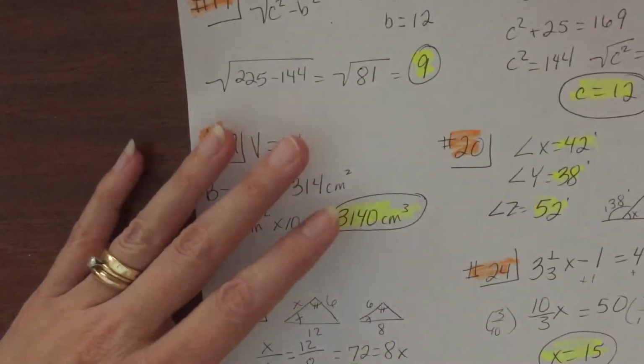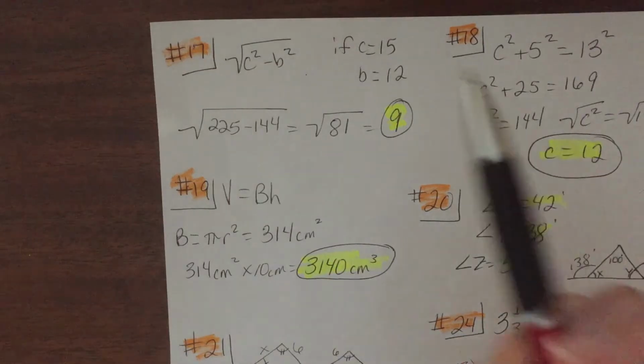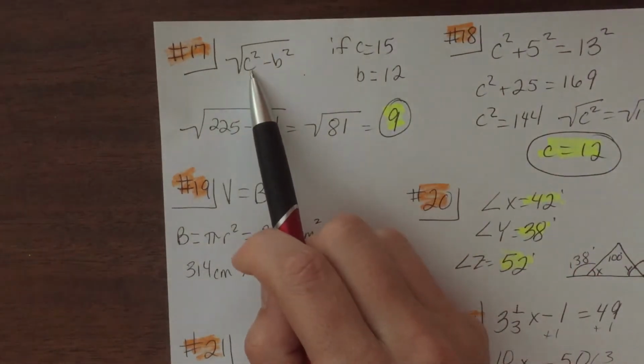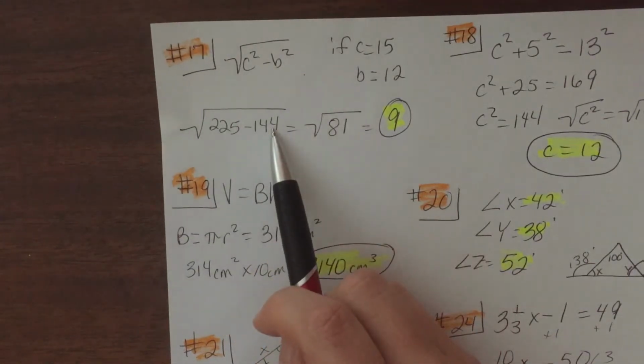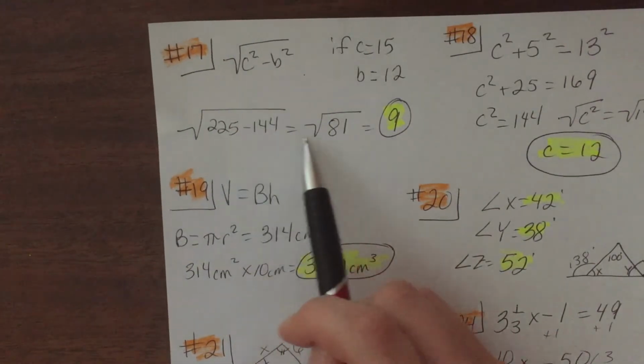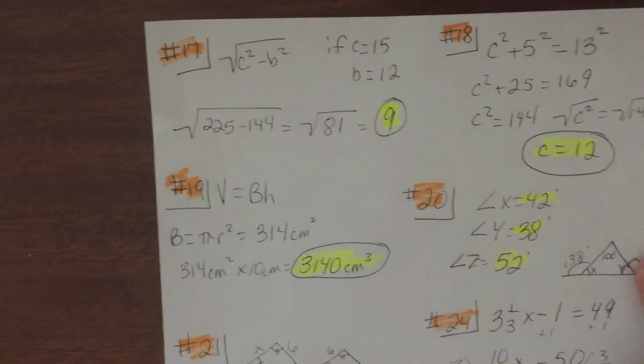Number 17. So they wanted us to replace the C and B with 15 and 12. So C squared, 15 squared is 225, minus 12 squared, which is 144. 225 minus 144 gave me 81. Square root of 81 is 9.